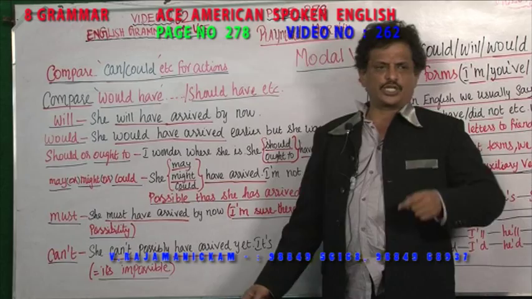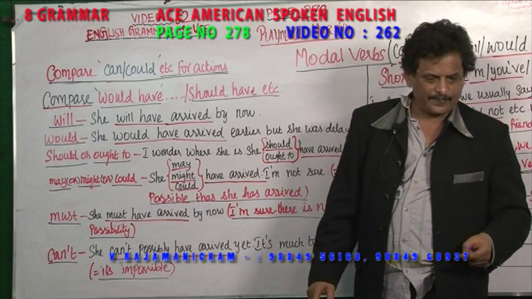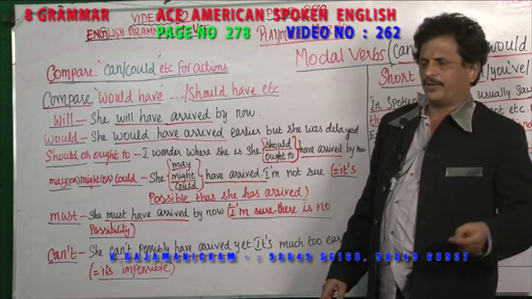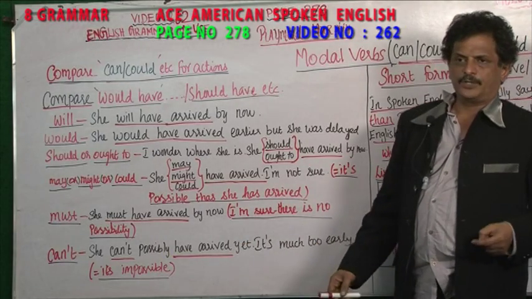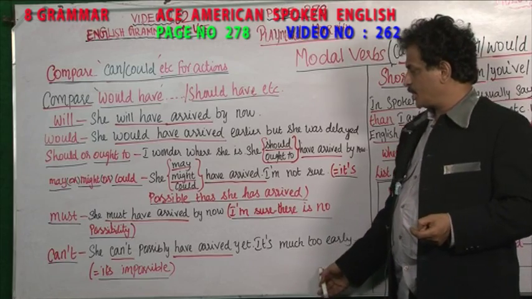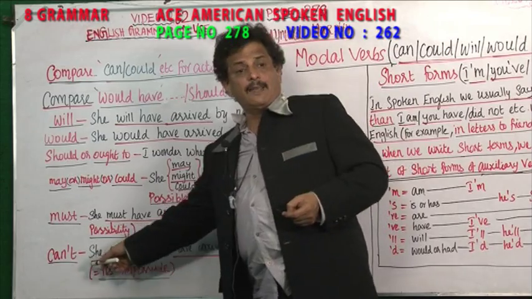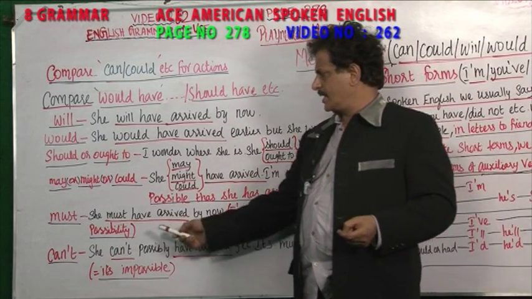So the time is 6 o'clock. The flight is supposed to come at 7:30. Then you tell your friend or your brother, "She can't possibly have arrived yet. The time is only 6. She can't possibly have arrived. It is much too early." It is impossible. So can't is impossibility. For something which is not possible, you use can't.